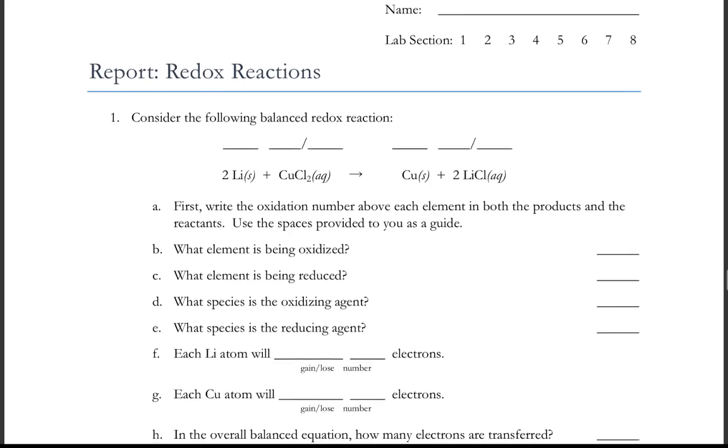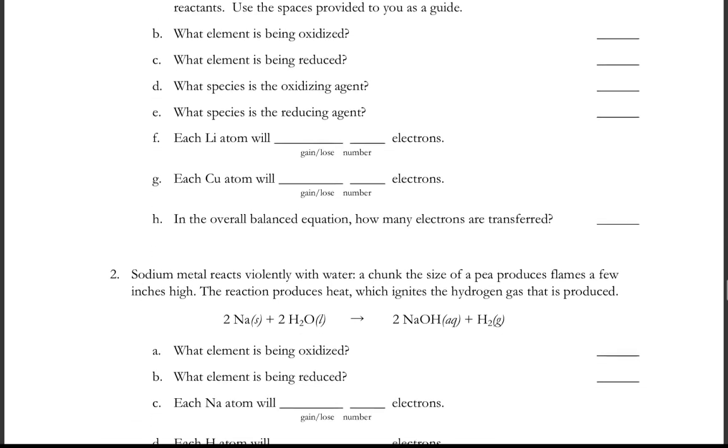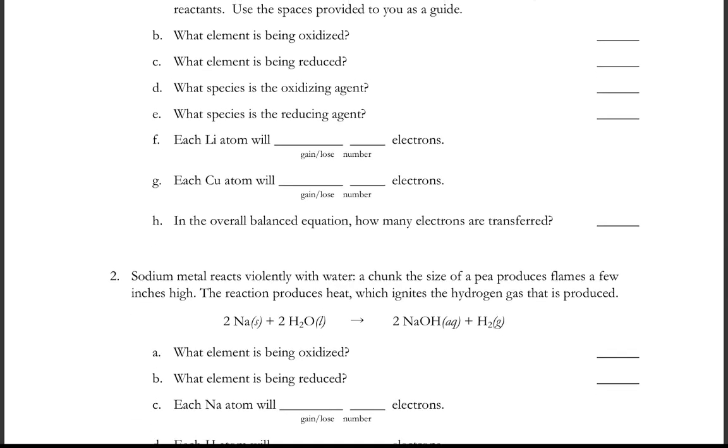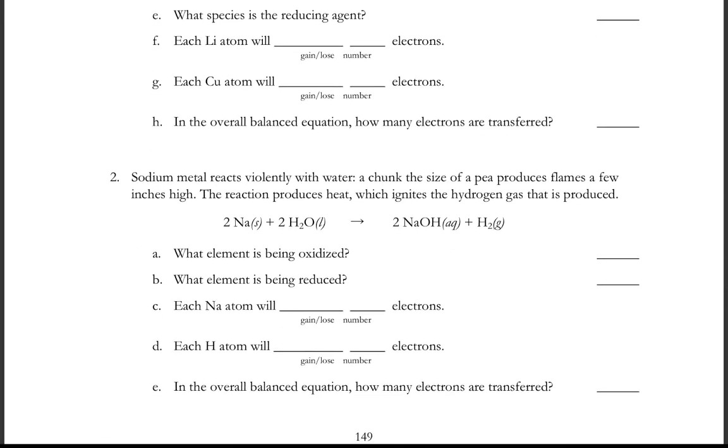What's been oxidized? What lost electron? What's been reduced? What's gained electron? What caused the oxidizing? That's the oxidizing agent. What caused the reducing, and so forth. And then you answer each lithium atom will either gain or lose electrons, and how many. Do the same thing with copper. The amount lost should equal the amount gained, and it has you indicate how many electrons have been transferred from the one to the other.